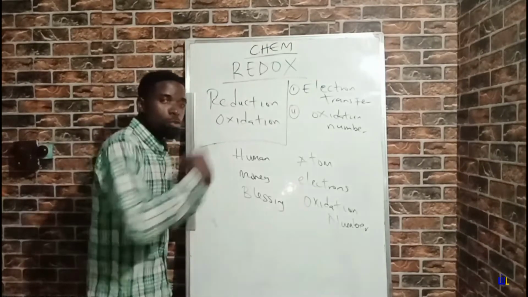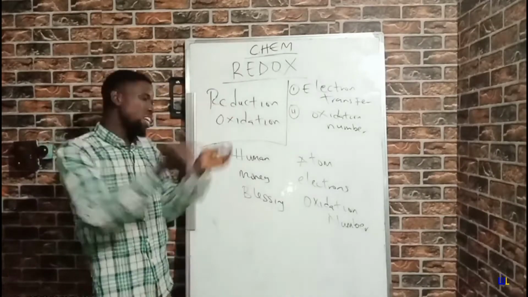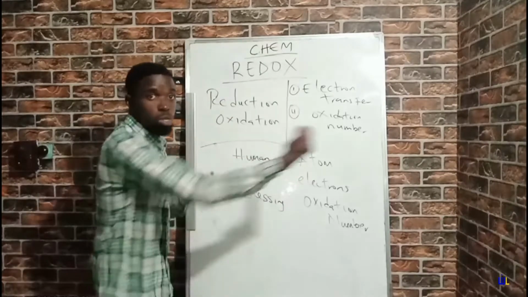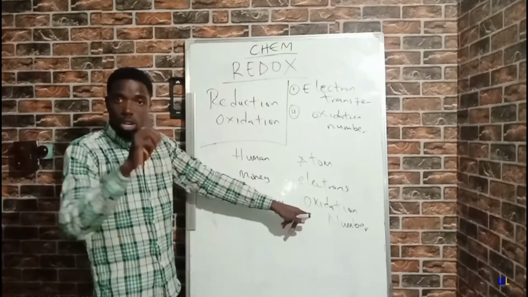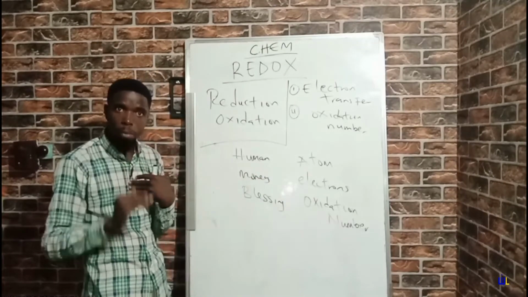But my point is this: if you give, blessings increase. That's for the humans. That means atoms, when they lose electrons, their oxidation numbers increase. It becomes the other way around. When they gain, the oxidation number decreases.